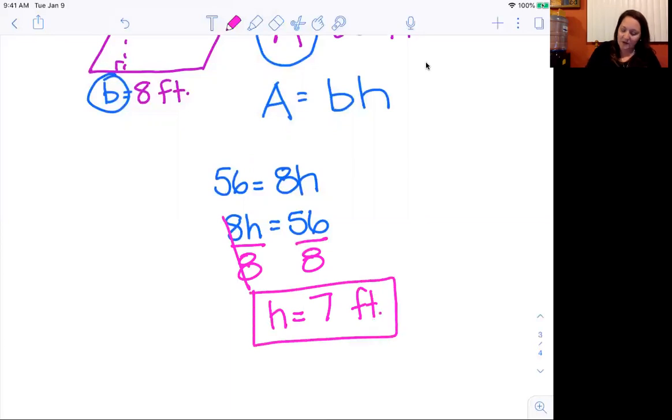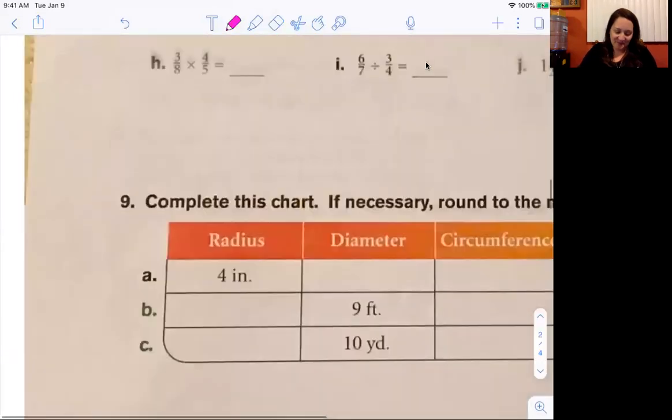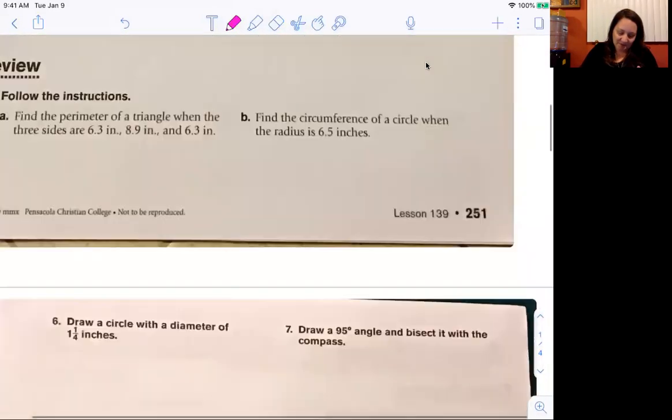And that makes sense, right? 8 times 7 is 56. Area is 56. We are good to go. Okay, let's look back at our paper.